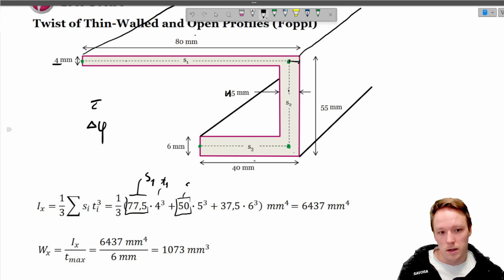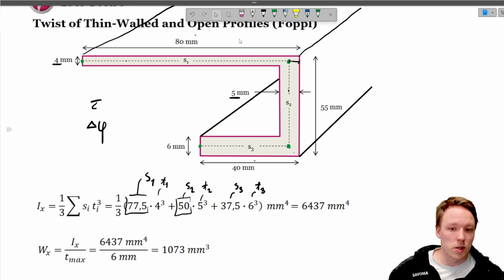So this one here is S2, and then this T2 is the thickness of that section, which is 5 millimeters. And the same way for S3. S3 is that one there, and that one is T3. And that's how we simply calculate the Ix, second moment of inertia, for thin-walled open profiles.